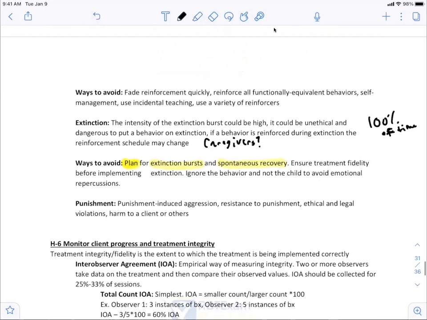And then punishment. We can have punishment-induced aggression, resistance to punishment, ethical and legal violations, harm to client or others. Again, how do we avoid it? Plan, plan, plan, and train. I think this is a good section to review over and over again. It's going to give you some good guidance on some of the more wordy or conceptual questions I ask.